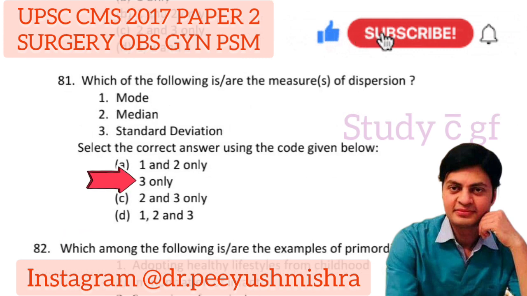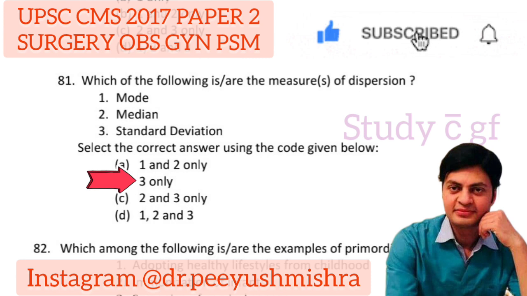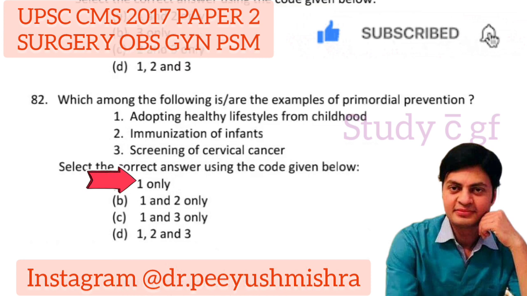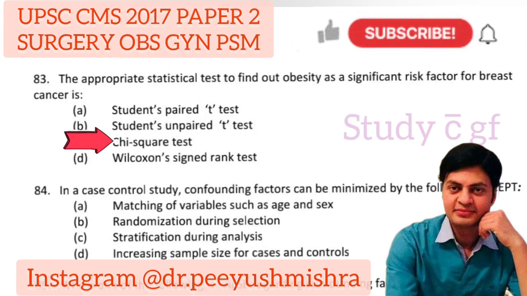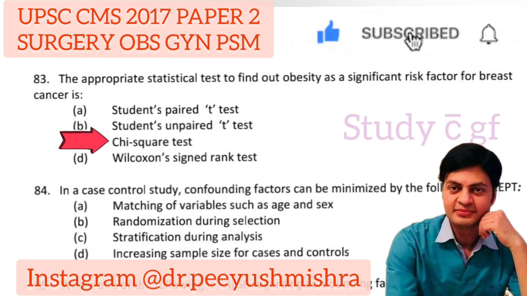Which of the following are the measure of dispersion? Standard deviation. Which among the following are examples of primordial prevention? Adopting healthy lifestyles from childhood. The appropriate statistical test to find out obesity as a significant risk factor for breast cancer is chi-square test.